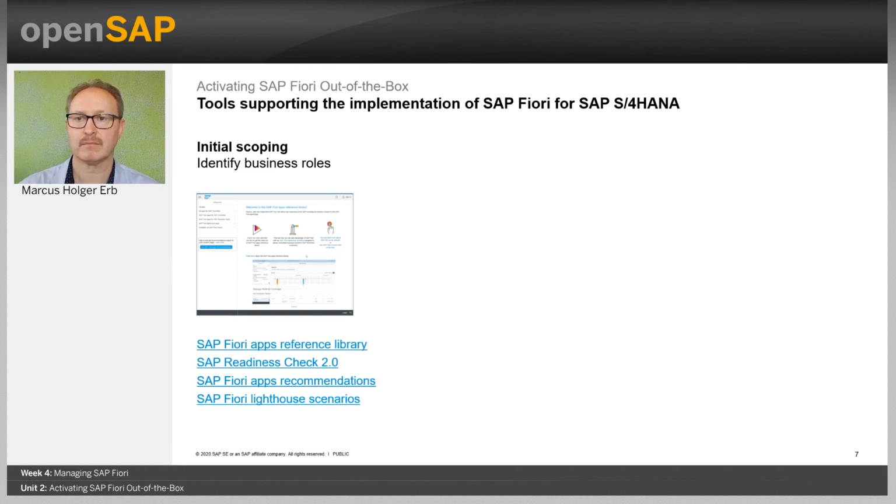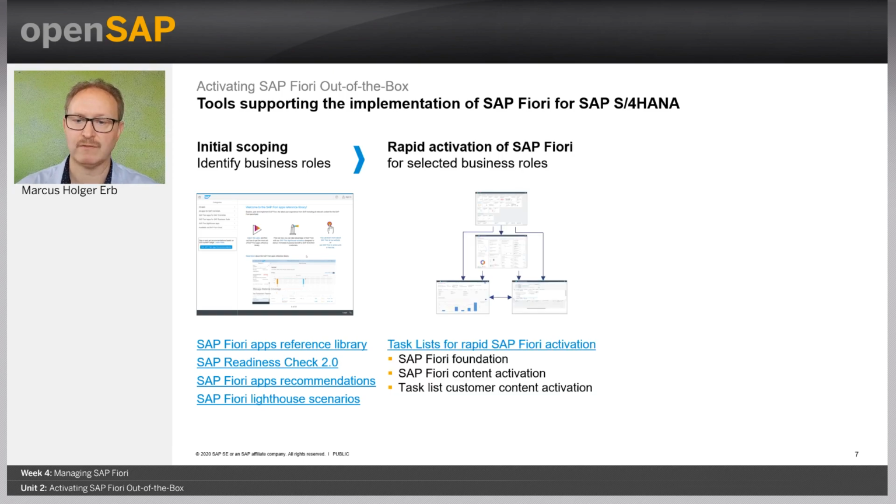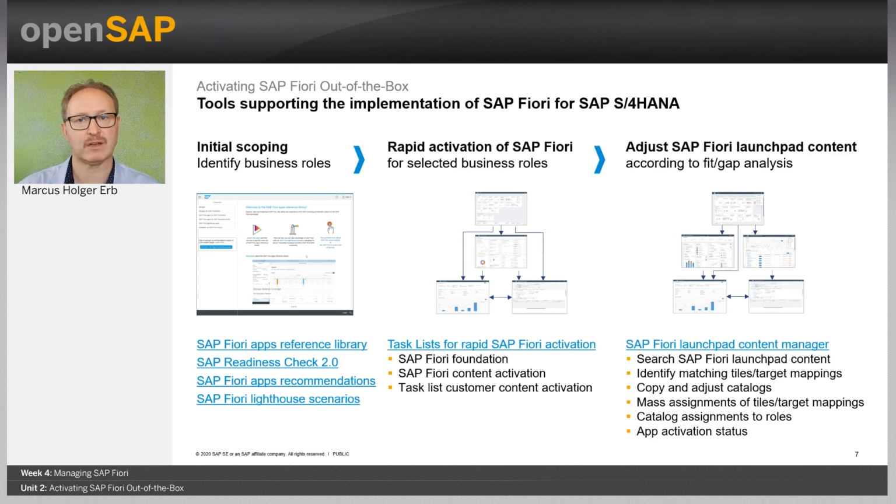Thanks, Katja. Just to summarize: use the SAP Fiori apps library to identify roles. Execute the task list for the Rapid Fiori activation in your sandbox. In your own SYS landscape, use the Content Manager to adjust your roles. Katja will now show you the latest steps of the process, using the SAP Content Manager to adjust the content to customer needs. After that, a task list can be used to activate customers' own business roles.